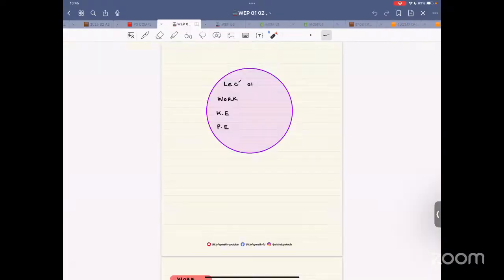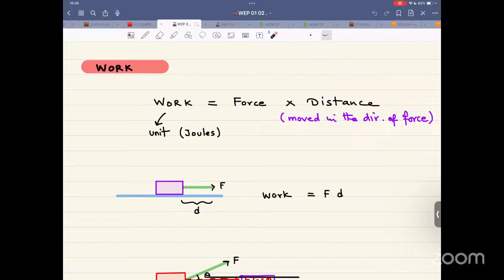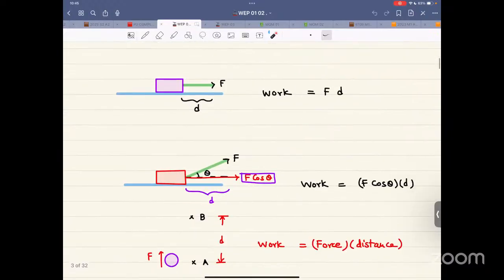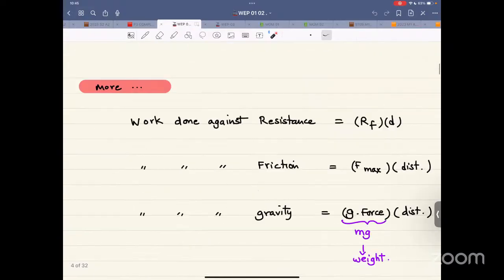So now let's talk a little bit about work, energy, power. Work is force into distance moved in the direction of the force. If the force is horizontal, it's force into distance. If the force is at an angle of theta, then it is the horizontal component into the distance. If the force is vertical, then the distance needs to be vertical.